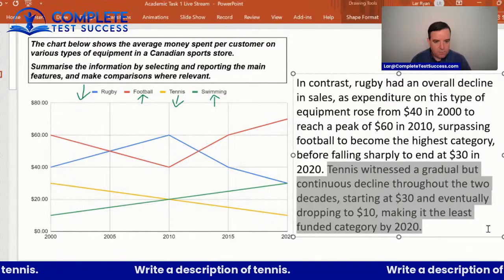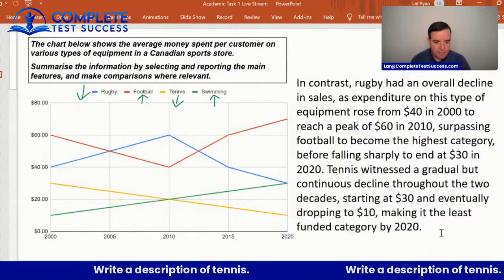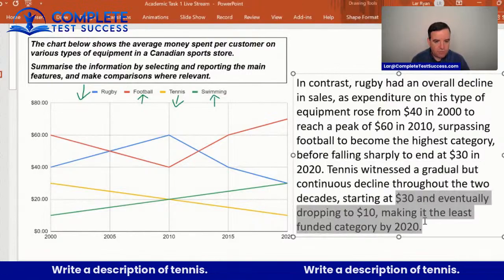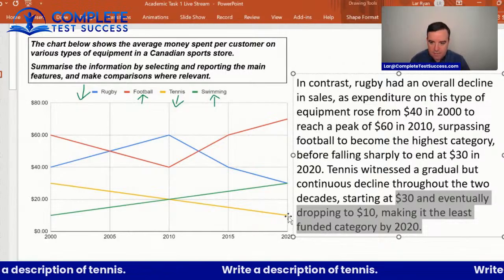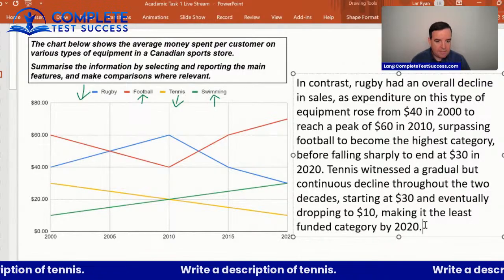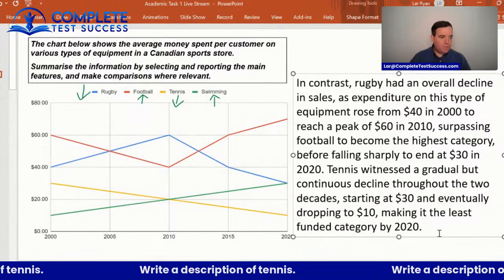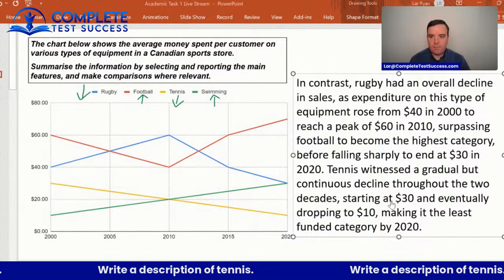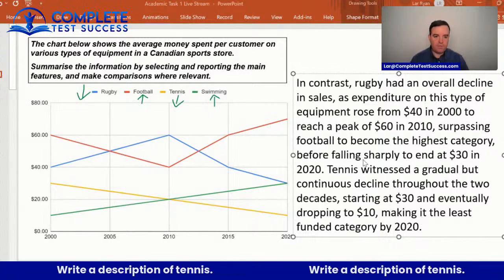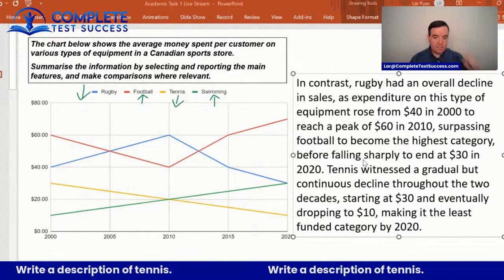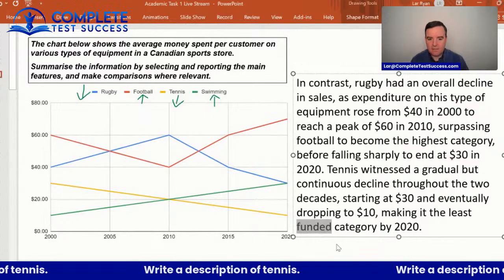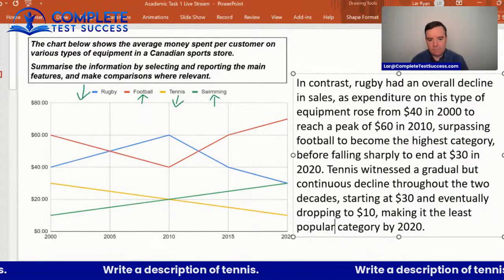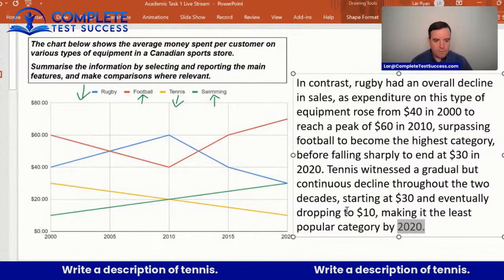Tennis witnessed a gradual but continuous decline throughout the 2 decades, starting at $30 and eventually dropping to 10. So starting at 30 and dropping to 10. Good. Making it the least funded category. No, funded would be like, if it's a charity and people are giving money to the charity, that would be funding. This isn't that. Making it the least popular category, let's say. Like that. That works.